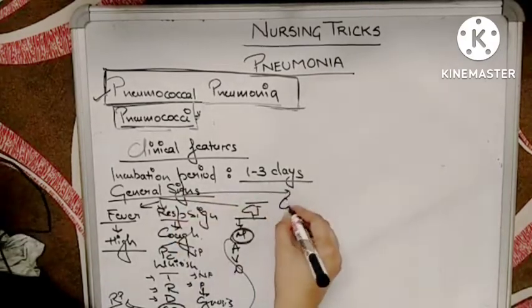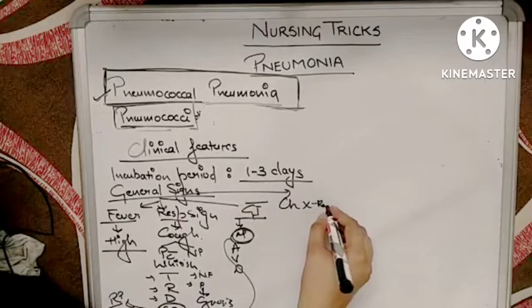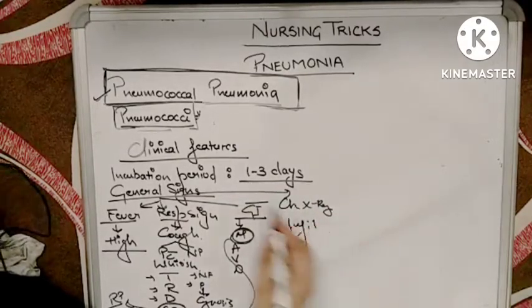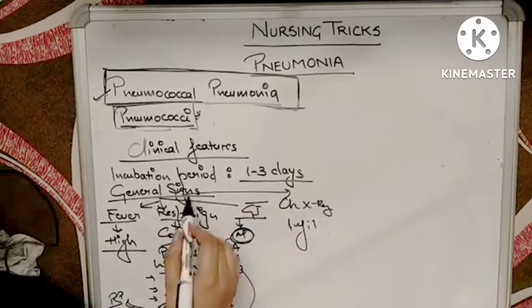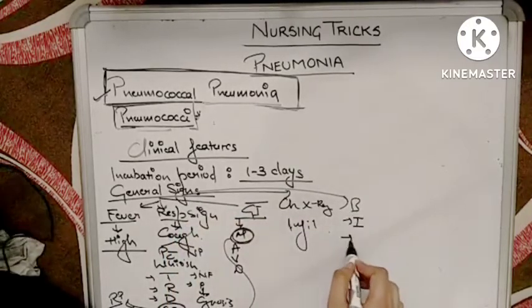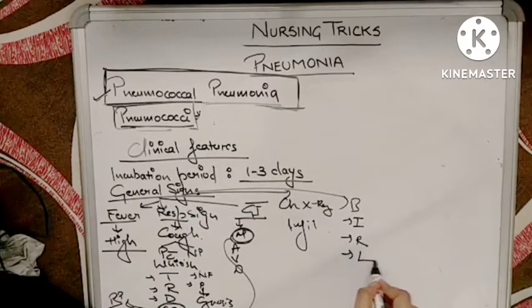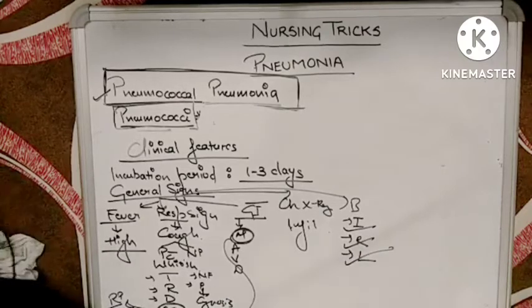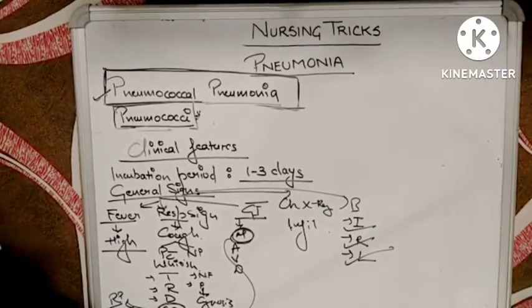Then what will you see in the chest x-ray? In the chest x-ray you will see the diffuse or patchy infiltration. Now also, if you observe the behavior of the child, it will be irritable, restless, and lethargic behavior. Irritable, restless and lethargic behavior of the child can point to this particular condition.